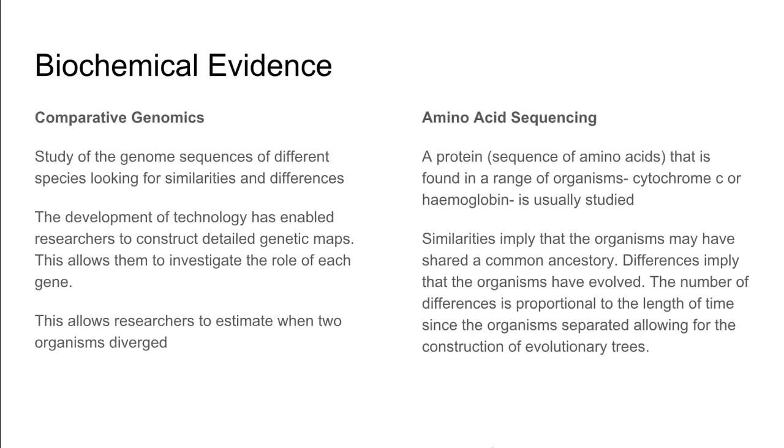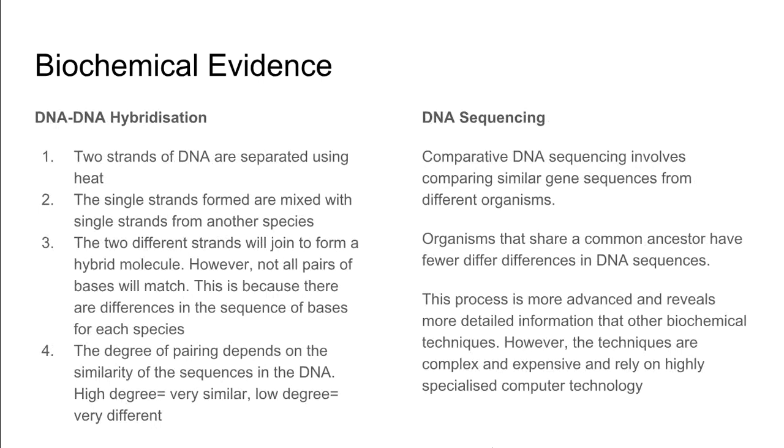We can also have amino acid sequencing, and these occur with some proteins, so the sequence of amino acids that are found in a range of organisms. Two examples are cytochrome C or hemoglobin. The similarities imply that the organisms may have shared a common ancestry, but some differences imply that the organisms have evolved. And the number of differences is usually proportional to the length of the time since these organisms separated. Knowing this information allows scientists to construct evolutionary trees.